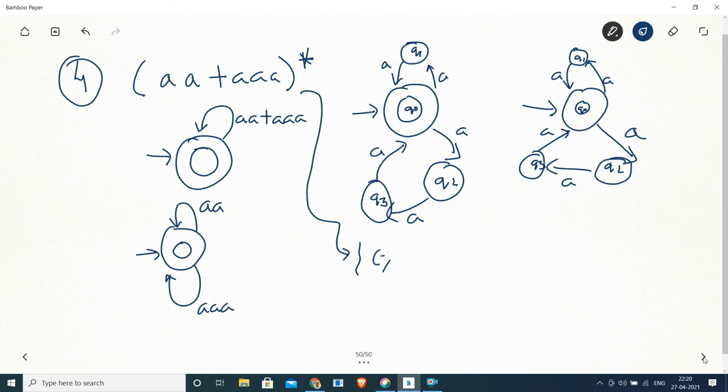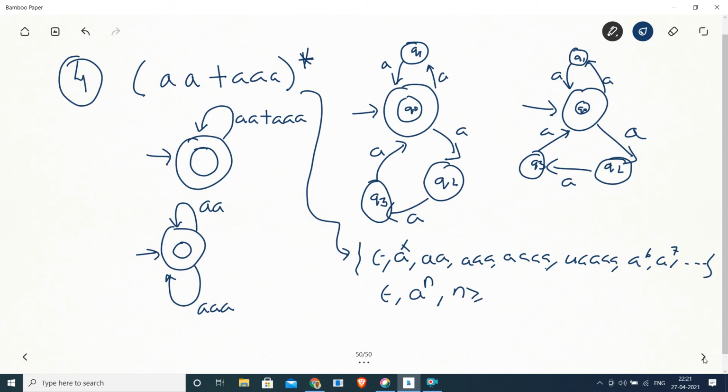Is single A accepted in this? No, single A is not accepted. Double A accepted? Yes. 3 times A accepted? Yes. 4A accepted? Yes. If 2A comes 2 times, then 4A will be accepted. 5A accepted? Yes. 3A comes and then 2A comes, so 5A is also accepted. 6A is also accepted. Similarly, 7 times A is also accepted, and so on. So this language accepts epsilon, or it accepts a to the power n, where n is greater than or equal to 2. A2, A3, A4, A5, anything is accepted, but single A is not accepted.